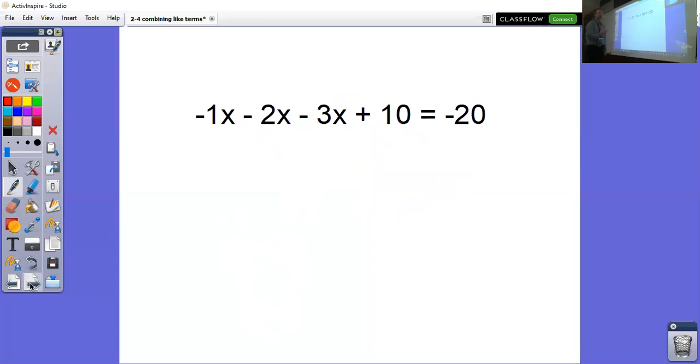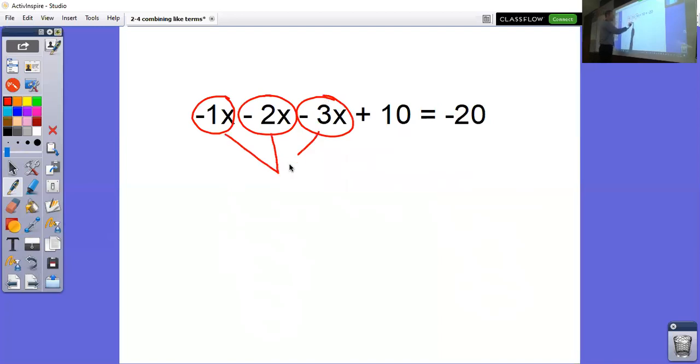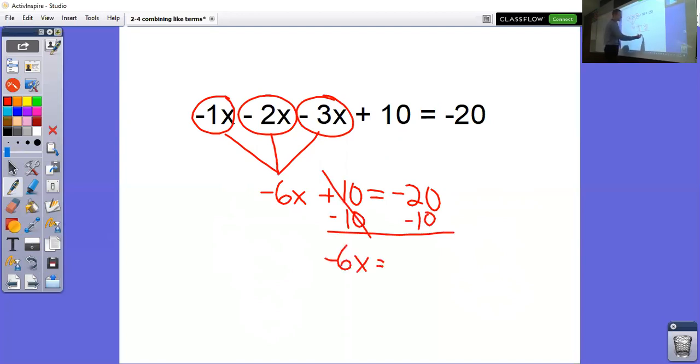Sometimes you're going to have to add 3 things together, all right? You have a -1x, a -2x, and a -3x all on the same side of the equal sign. They all have the same last name, so we could add all 3 of those together. -1x plus -2x plus -3x is -6x. Bring down our +10, bring down our equal sign, bring down our -20. There's our two-step equation. So minus 10, minus 10. So we have negative 6x equals negative 30. Divide by negative 6, divide by negative 6. X equals, be careful, a negative divided by a negative is a positive.